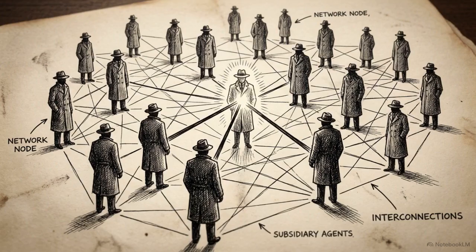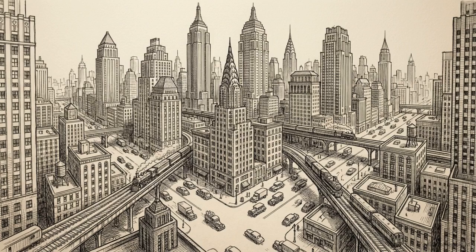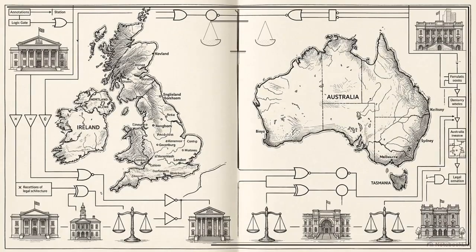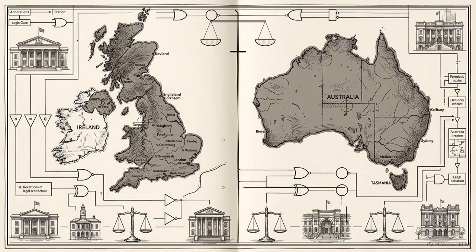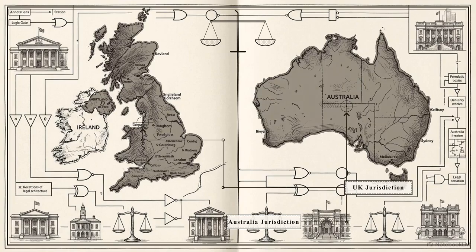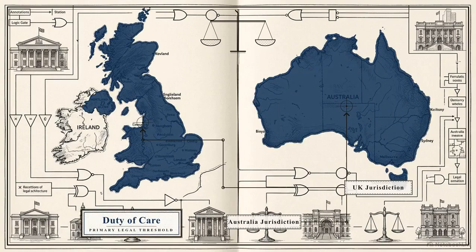In legal terms, a neighbor is anyone so closely and directly affected by your actions that you ought to have them in mind. While this 1932 ruling created the modern tort of negligence, contemporary society requires tighter parameters. Consequently, the UK and Australia have evolved separate, more rigorous tests for establishing exactly when this legal duty exists.